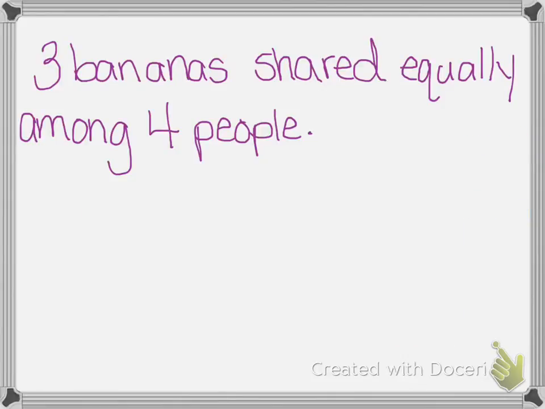Number 2 says, Yasmin had 3 bananas. She shared them equally among 4 people in her family. Write an expression that shows how many bananas each person got. So we have 3 bananas, and she divided them, or shared equally, among 4 people. So 3 divided by 4. Since it's only asking for an expression, you do not need to solve.